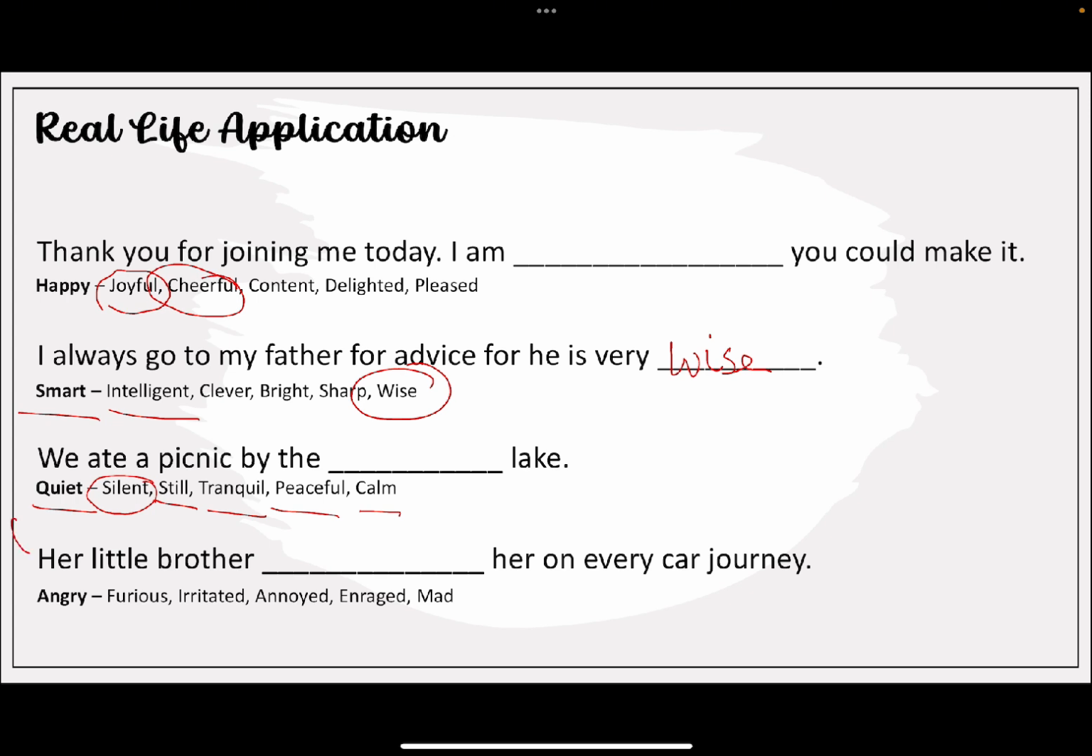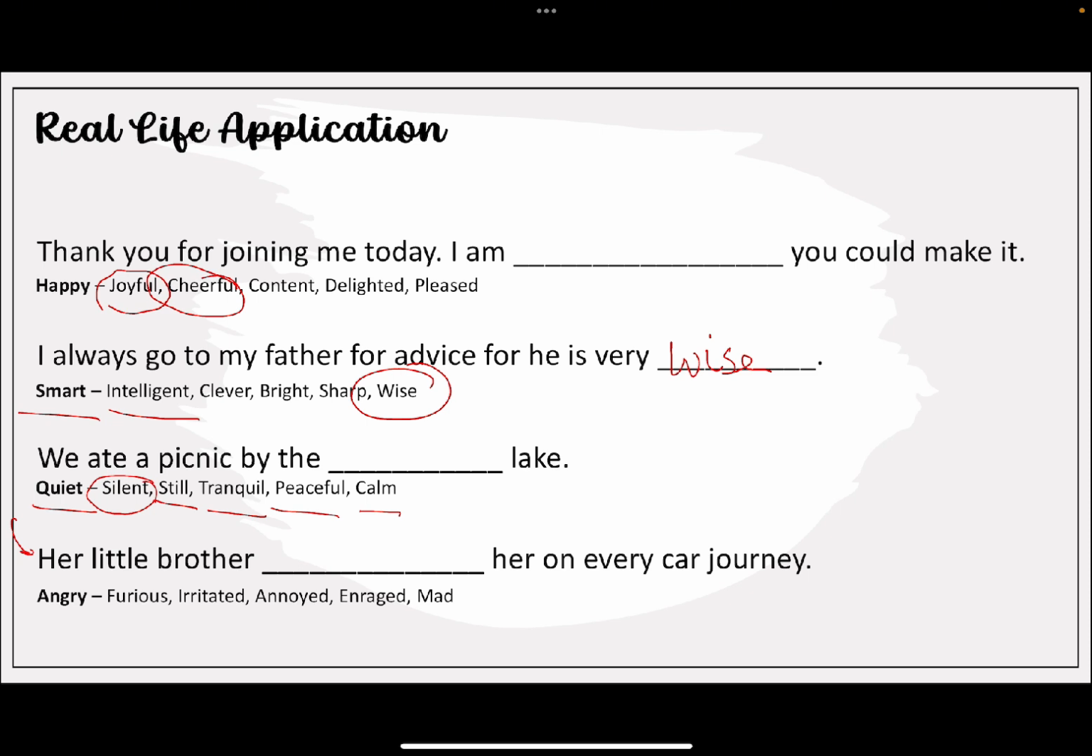Last example on this section. Her little brother blanked her on every car journey. Now, the word we are looking at is angry, or something linked to anger. So I've got some synonyms here for angry. Furious, irritated, annoyed, enraged, mad. Her little brother angry her on every car journey.